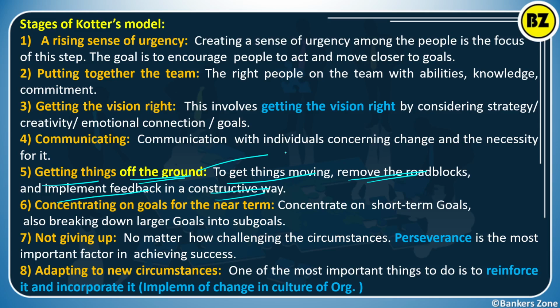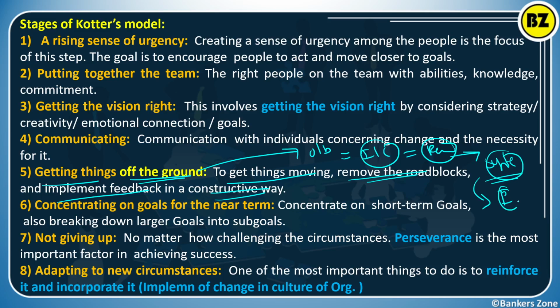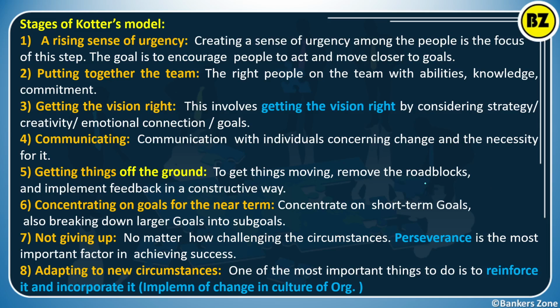Means what? The obstacles in the implementation of the change, we have to remove first. For example, suppose you have to upgrade the system. That change you have to implement. What is the obstacle? There should be proper internet connectivity. So that is some obstacle or roadblock that may be there. For example, opposition from the union. That roadblock the management has to remove. That is called getting off the ground.